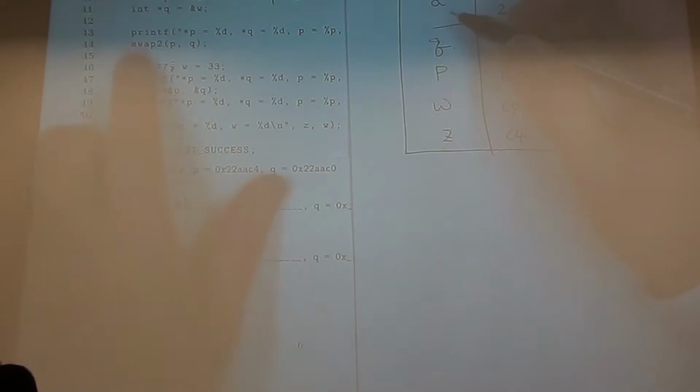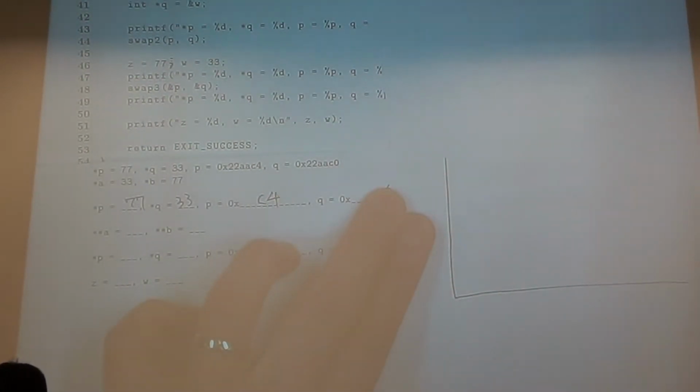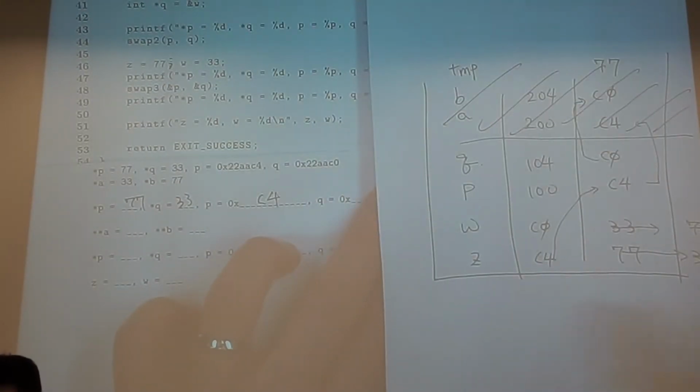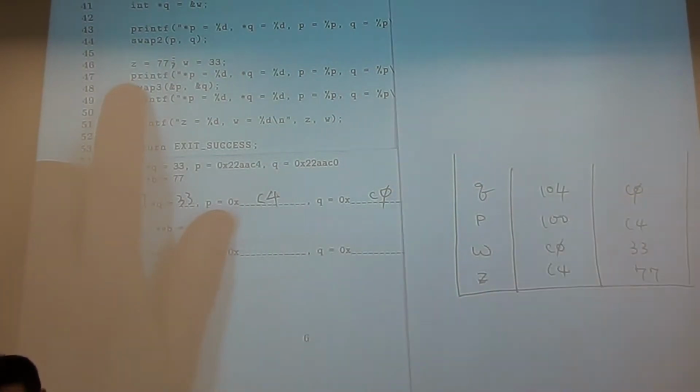Then of course, after we get our swap 2, this is gone, right? So let me redraw the call stack just to clean up. Z, W, this is C4, C0 is 77, 33, P, Q, let's say this is 100, is 104, C4, C0. So I'm redrawing the call stack after we finish line 47.